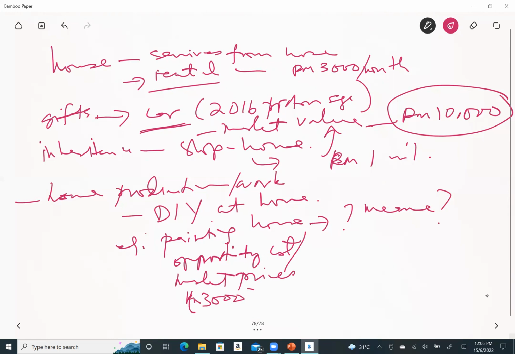So that is considered your income. Because you do it yourself, you are paying yourself. You must pay yourself, so that is income. So this is what you call home production. Any other example?